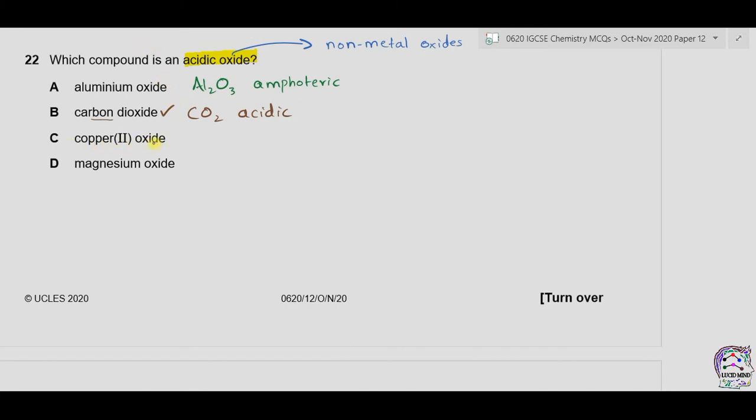C is copper-2 oxide as copper is a metal, so its oxide is basic in nature. Similarly, D is also a metal oxide because we have magnesium, so metal oxides are basic in nature. The correct answer is therefore B.